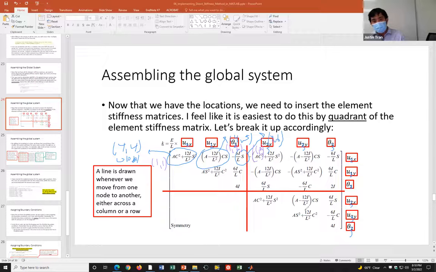Let me just take this entry here as an example. Following that logic, we know that for the 1, 2 entry in the element stiffness matrix, the location that we're going to put this in the global system is going to be 4, 5.